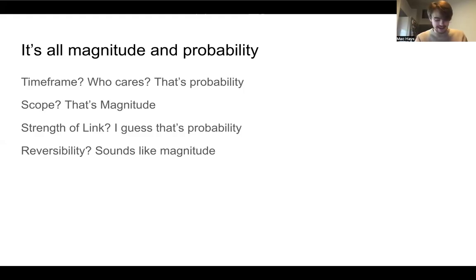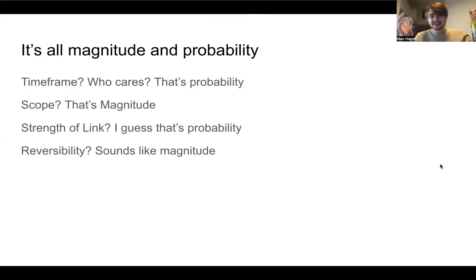Reversibility sounds a lot like magnitude, right? Like someone dying, you can't get them back. But if you go into poverty, you can get out of poverty. Well, if you go into poverty, but you can get out of poverty, that means maybe there's less of a duration of the impact, which means that it hurts people less. That sounds like magnitude to me.